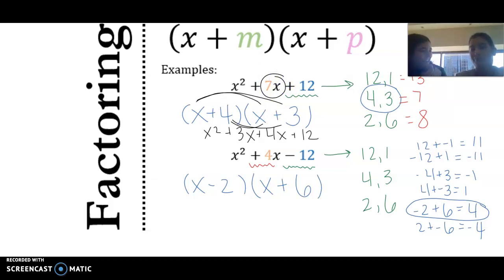Does that work for the box and diamond method too? It sure does. You use whatever method your heart desires, guys. It is your choice. Should we do some examples?